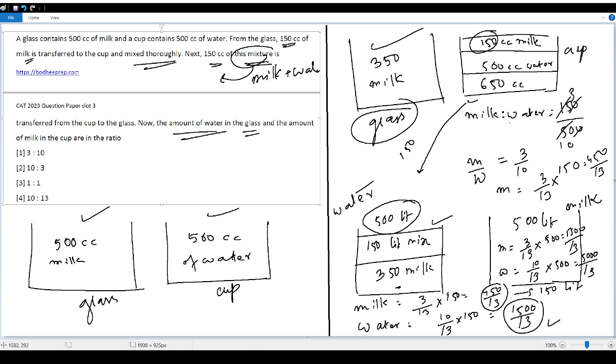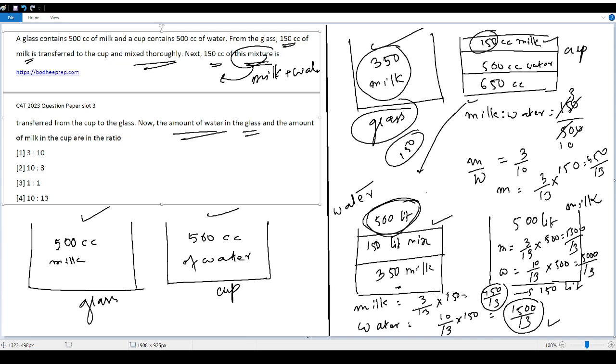Okay, 650 cc of mixture. Now milk is to water. In this cup, what is milk is to water? 150 is the amount of milk and 500 is the amount of water. So 3 by 10, right? Now from this cup, 150 cc of the mixture has been removed to the glass. Earlier 350 cc of milk was there, now 150 cc of the mixture has been added, so the total quantity goes back to 500 cc again.